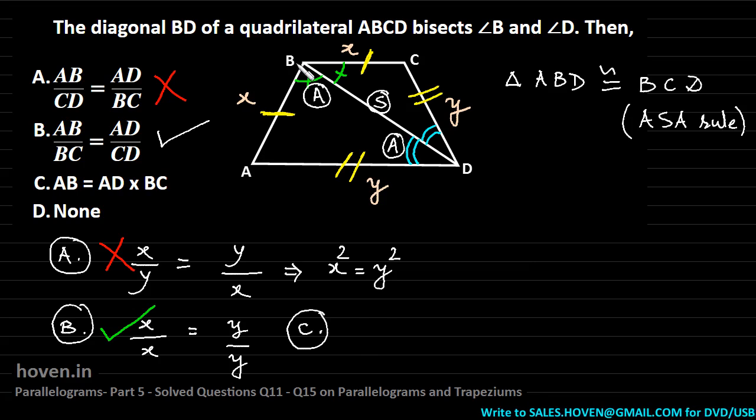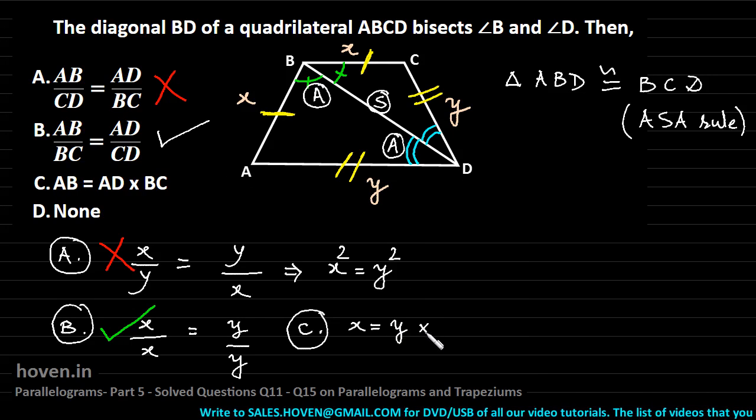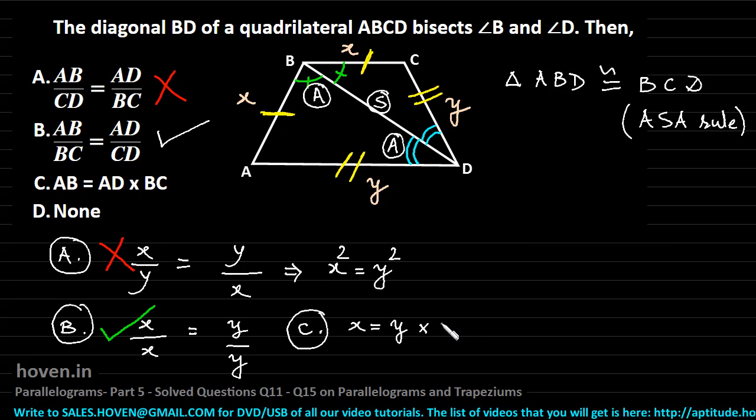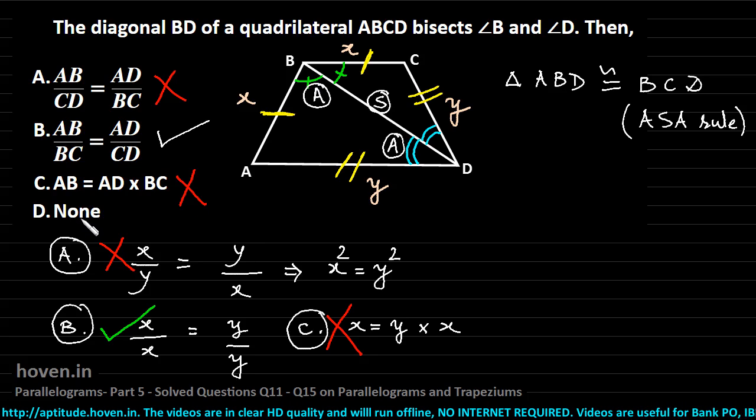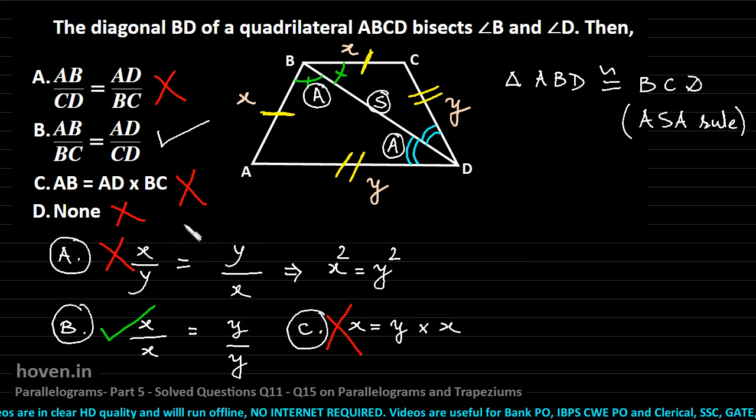AB. AB is X. X is equal to AD. AD is Y multiplied by BC. BC is X, which is obviously not possible, because if X cancels out, Y should be 1, which is not necessarily true. So this option is also wrong. So we'll cross this one also and cross this one also, and none is to be crossed because one of them has been found correct. So our answer is B.